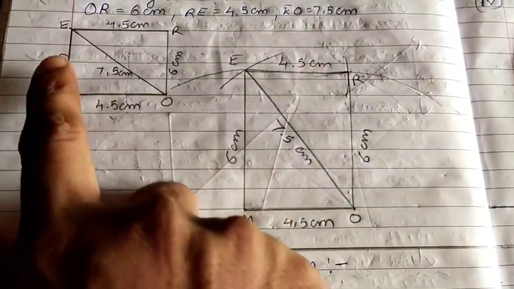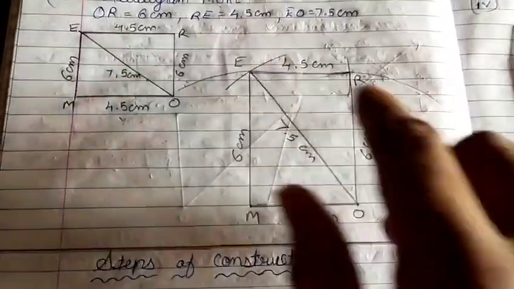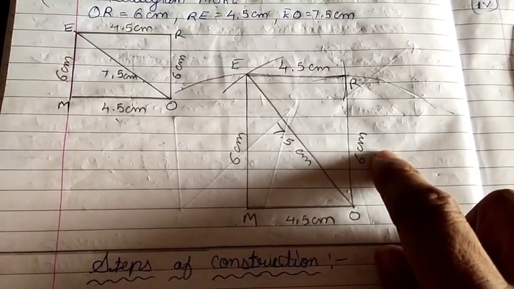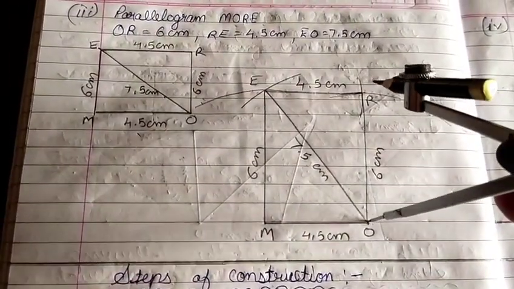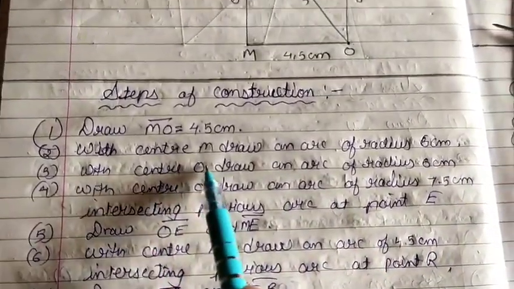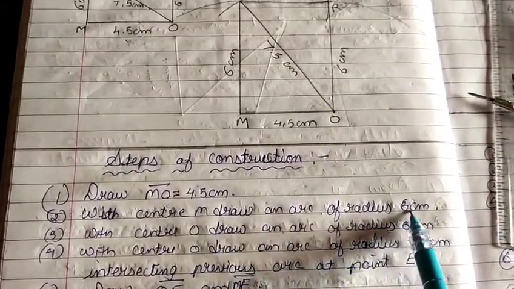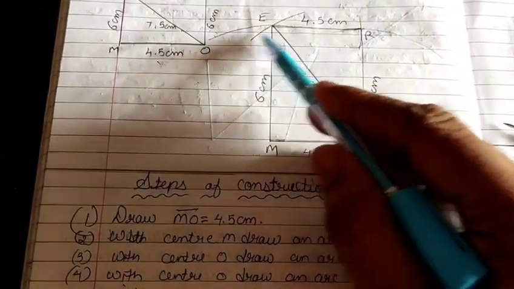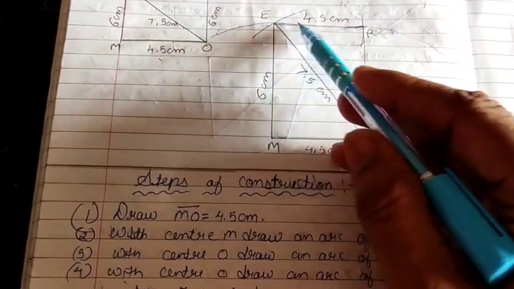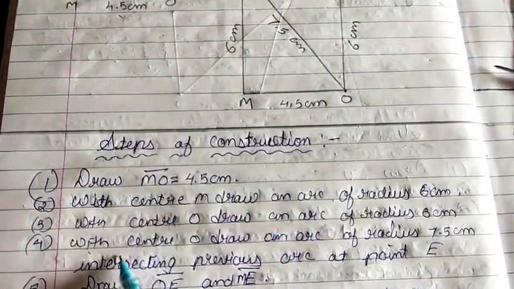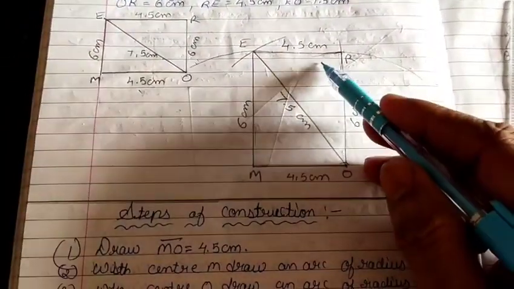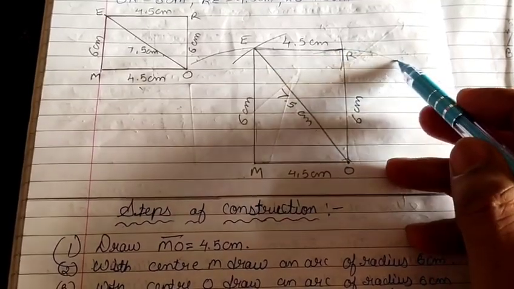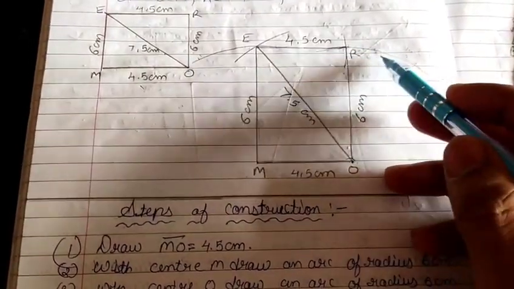As we all know that in a parallelogram opposite sides are equal, so obviously this also you have to construct with the same length. So place it on O and draw an arc. After doing such, write down the step over here: with center M, draw an arc of radius 6 centimeter. Then with center O, draw an arc of radius 6 centimeter.